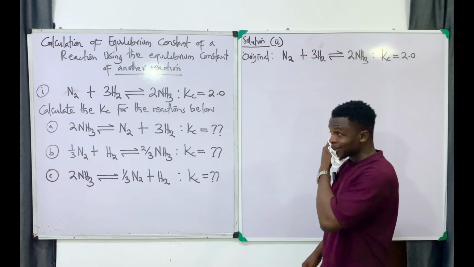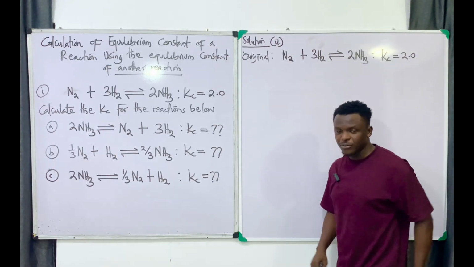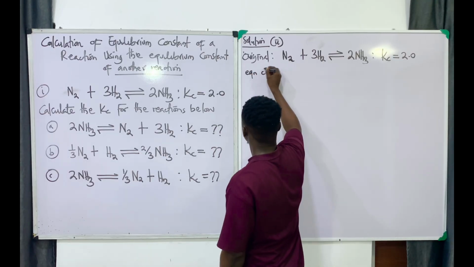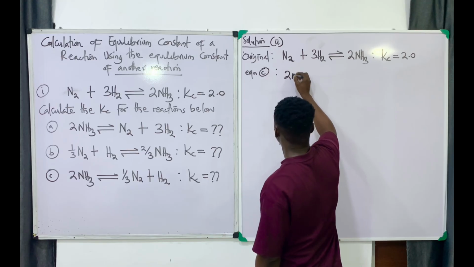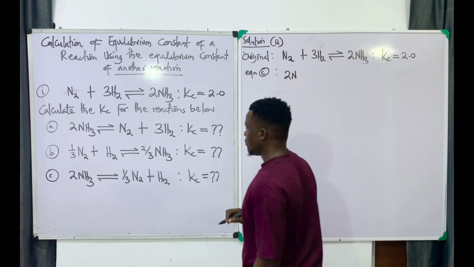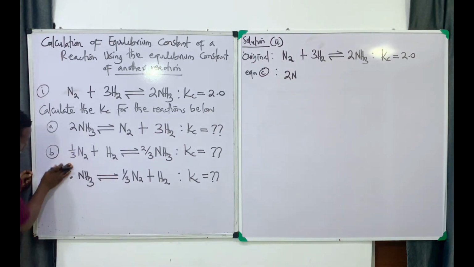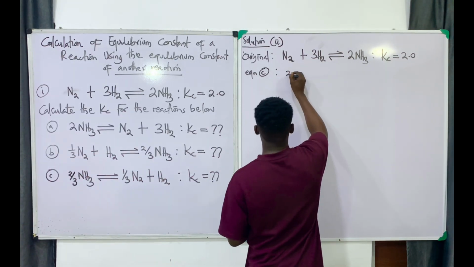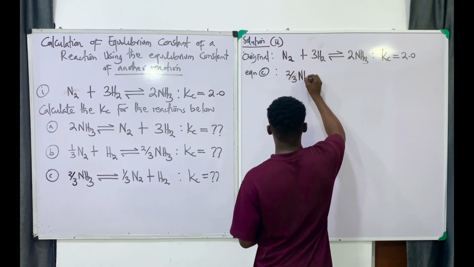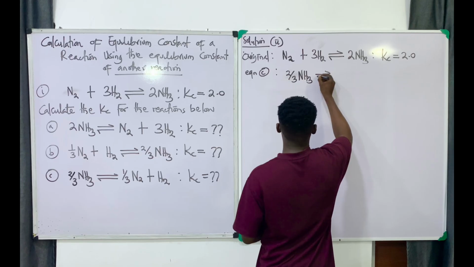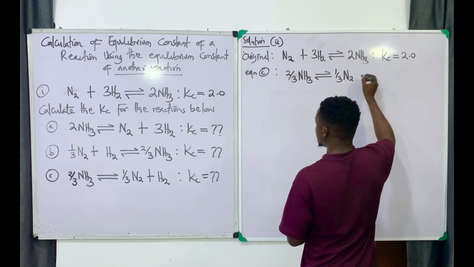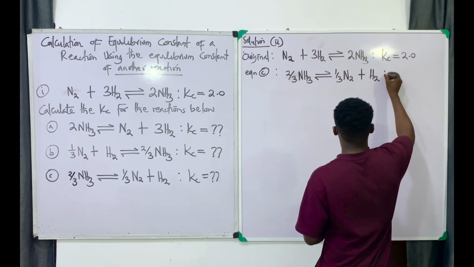All right, so let's look at the third example. The original equation is already on the board. So equation C is 2... Please, this is meant to be 2 over 3. Please just make that necessary correction. This is meant to be 2 over 3. So we'll come here and say 2 over 3 NH3, giving us 1 over 3 N2 plus H2.